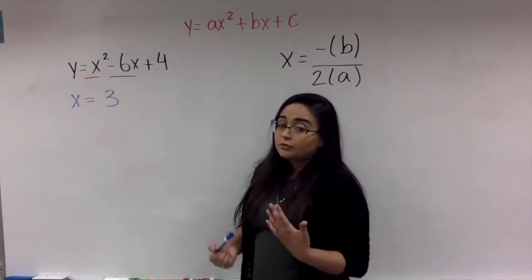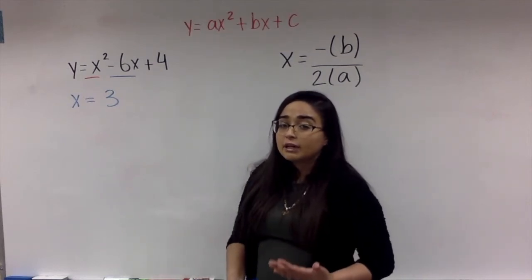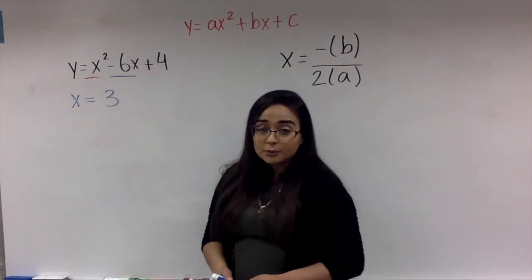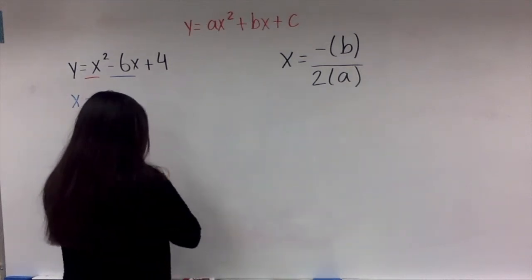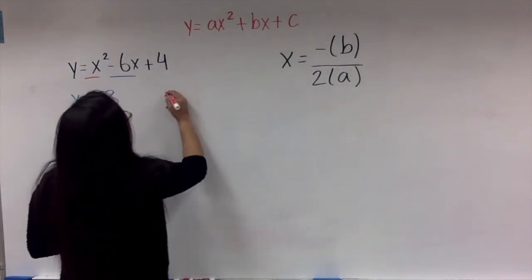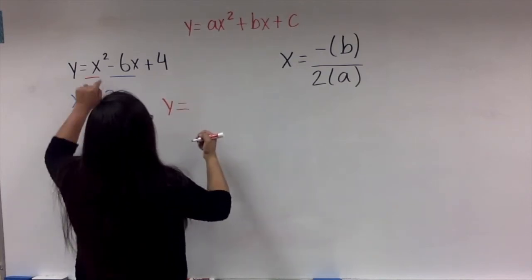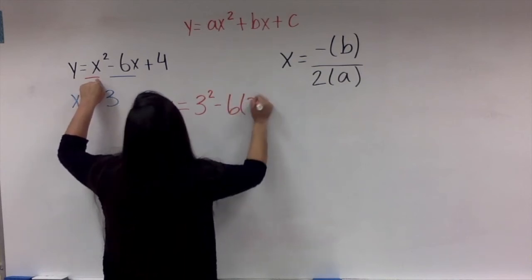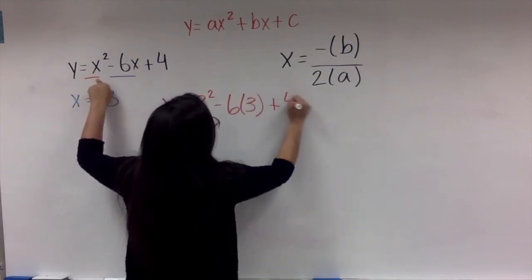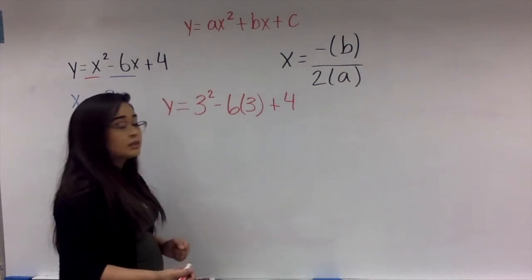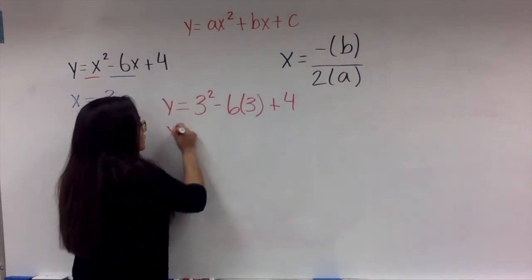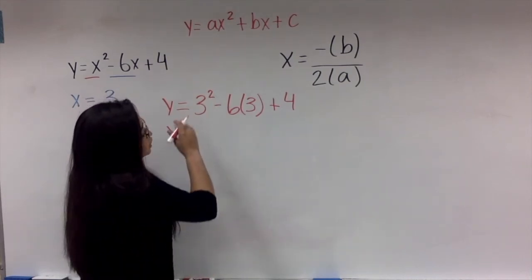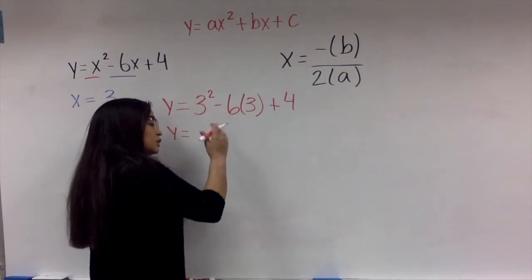Now that we have done our first step, let's find our value for y. We're going to take the value of x and plug it into our formula. So it's going to look like this: y is equal to x squared, which would be 3 squared, minus 6 times 3 plus 4. Now let's do the math. We're going to begin with our exponent because of order of operations. So exponents first. 3 squared is equal to 9.